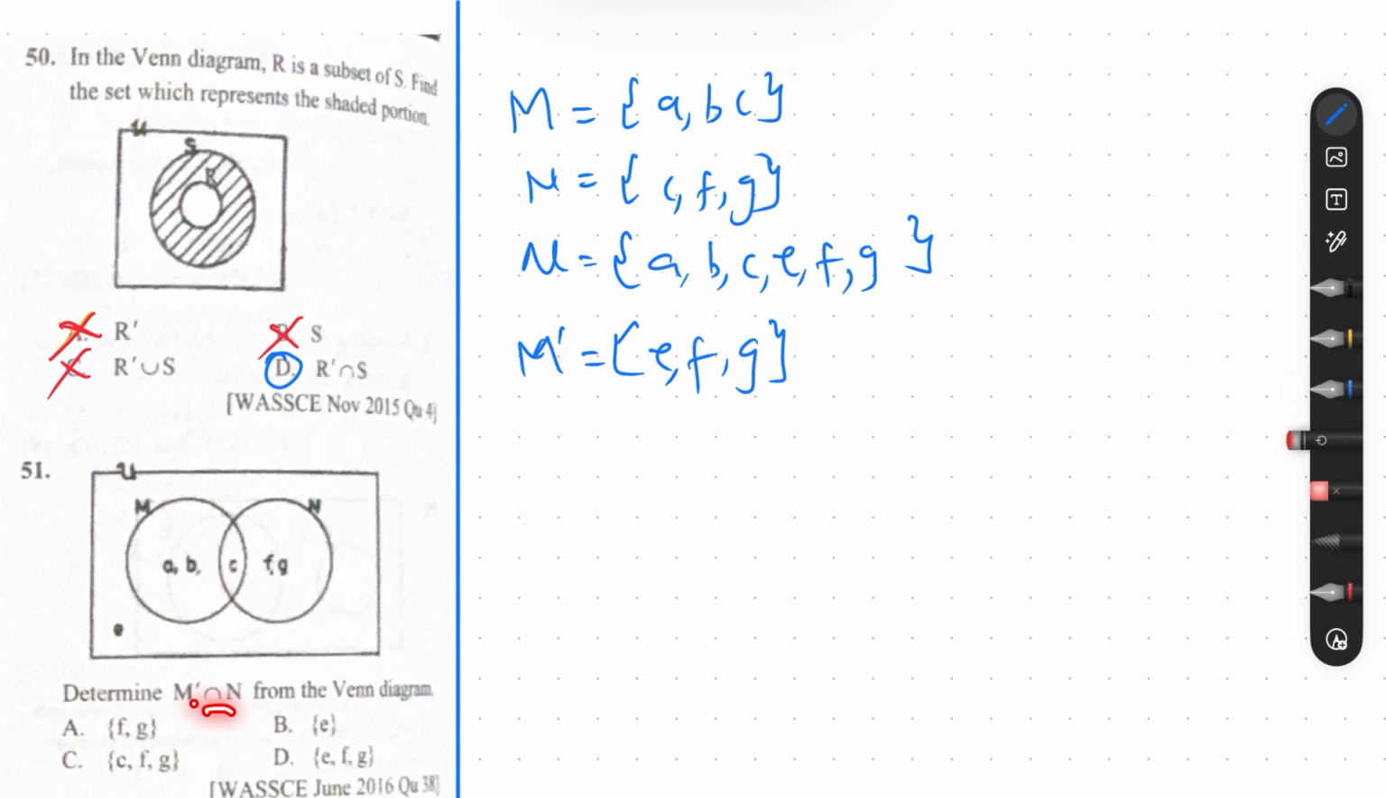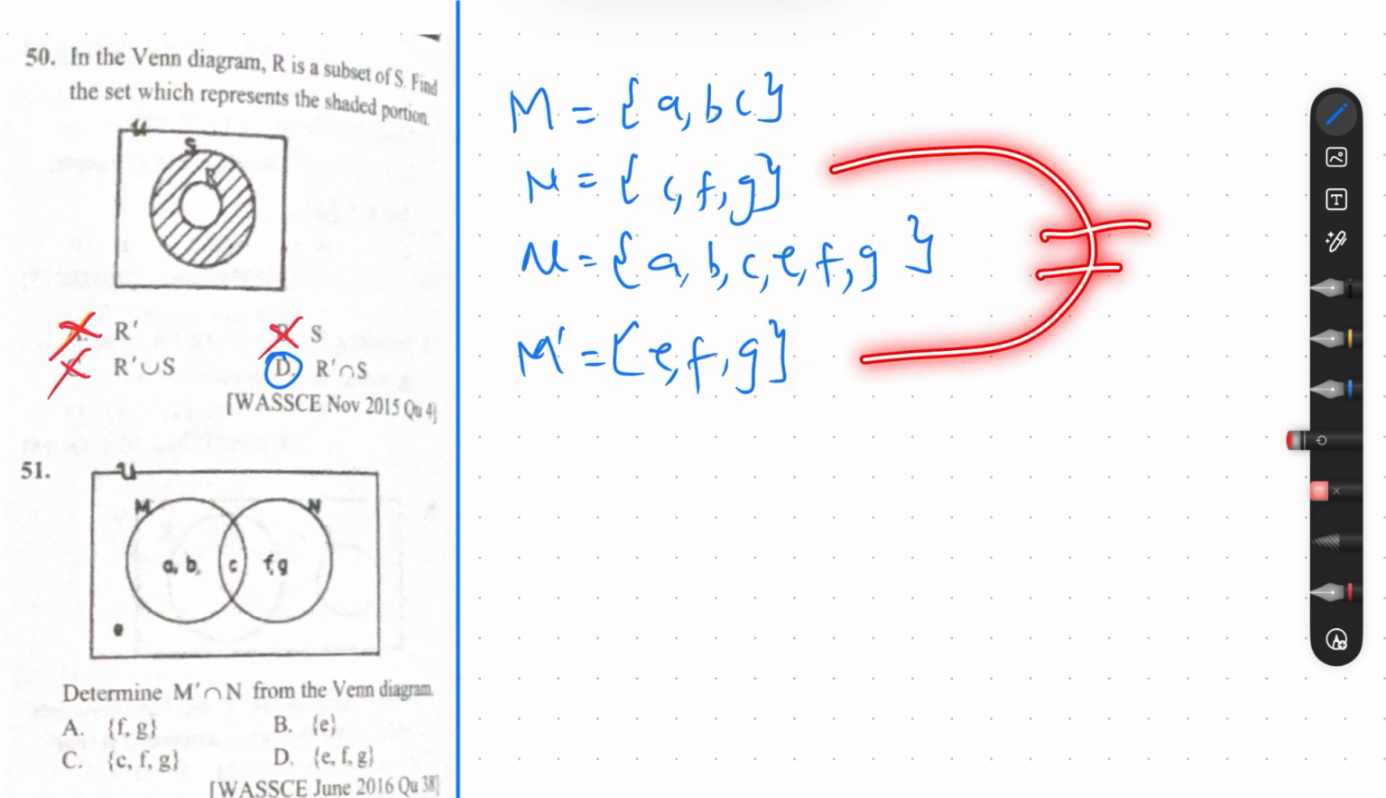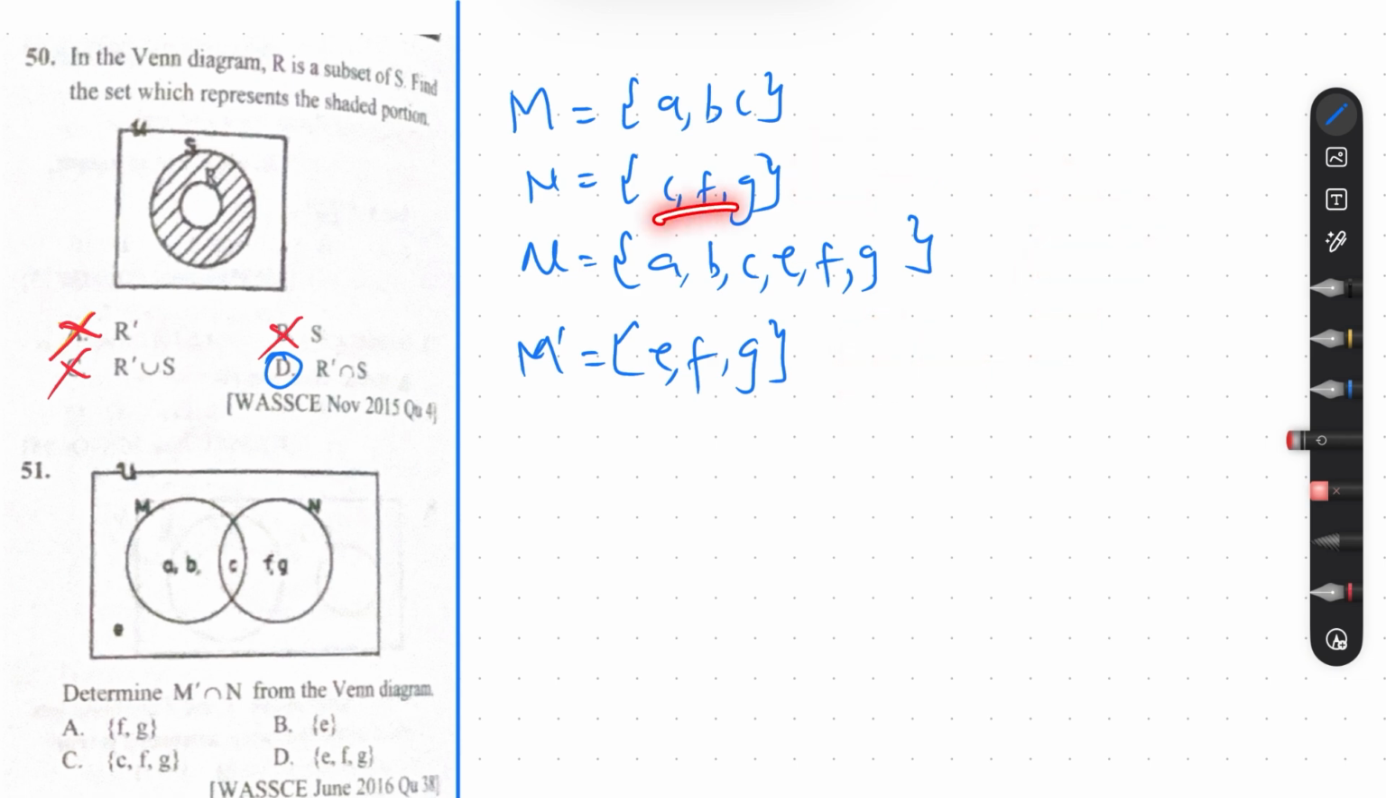Now the question says we should find M complement intersection N. So that means elements that are common to these two sets. What element is common to this and this? That is F and G, because we have F and G here. So our answer is F, G. Our solution set is F, G.